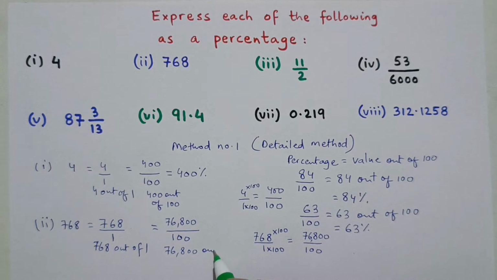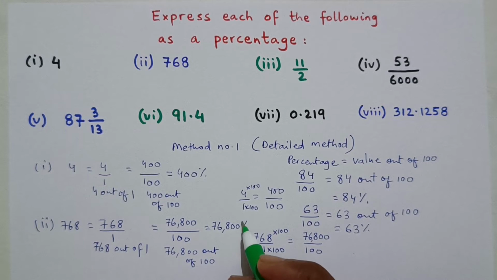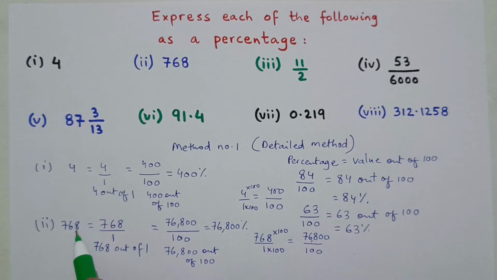So what is the percentage? The value out of 100 is 76,800. So the percentage is 76,800%. So 768, when I express it as a percentage, is 76,800%. So this is the answer for question number 2.